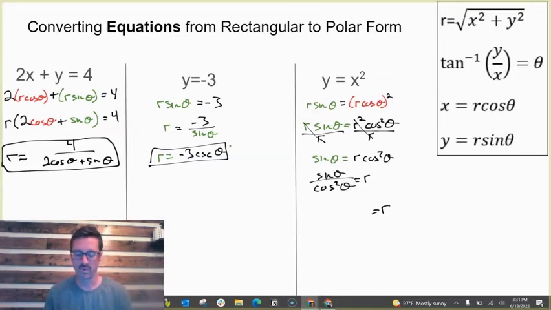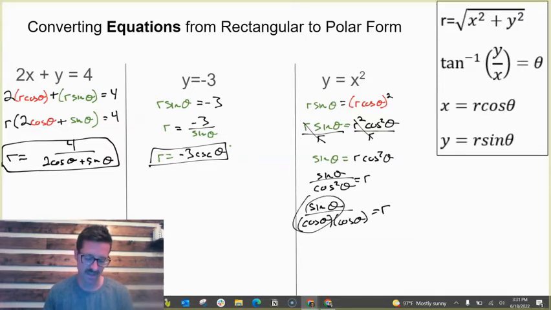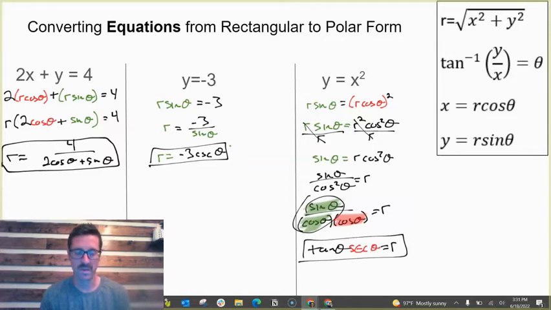From here, you've got to be fairly decent with your trig identities. I know that if I have sine theta over cosine squared theta, that sine over cosine here, that's just going to be tan theta. And then right here, this 1 over cosine theta, that's just going to be secant theta. So this equation in polar form would be this.